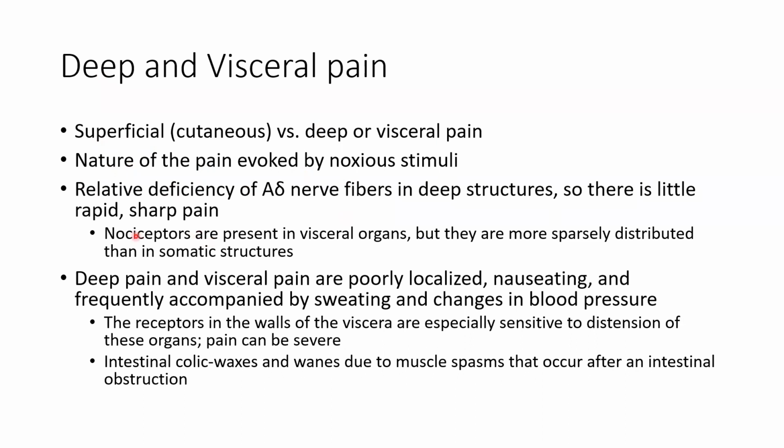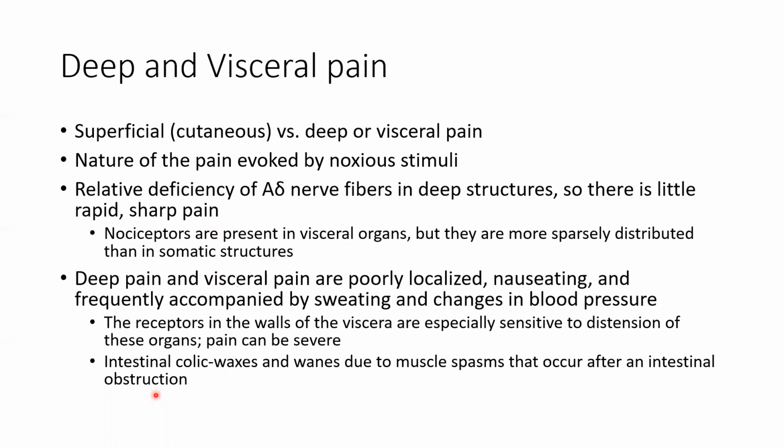If you notice, in the deep structures of the body, for example, in our organs, in our peritoneum, there's a relative deficiency of your A delta nerve fibers. So there's little rapid or sharp pain. Usually deep or visceral pains are not really sharp. They are more, let's say, dull in nature. Nociceptors are also present in visceral organs, but they are more sparsely distributed than in somatic structures.